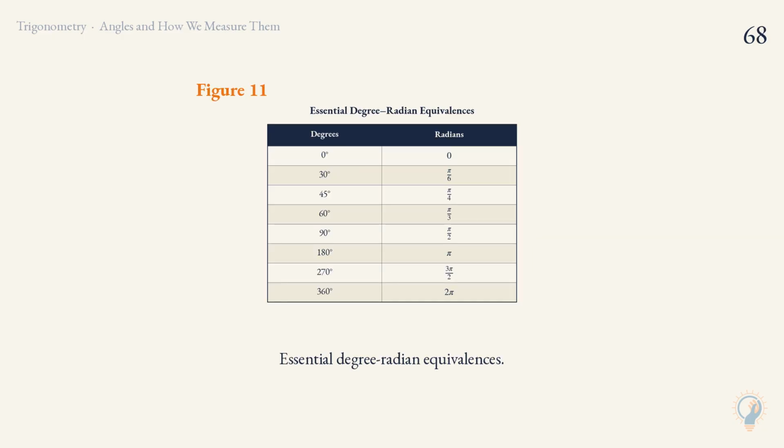Figure 11. Essential degree radian equivalences. 0 degrees equals 0, 30 degrees equals pi over 6, 45 degrees equals pi over 4, 60 degrees equals pi over 3, 90 degrees equals pi over 2, 180 degrees equals pi, 270 degrees equals 3 pi over 2, and 360 degrees equals 2 pi.